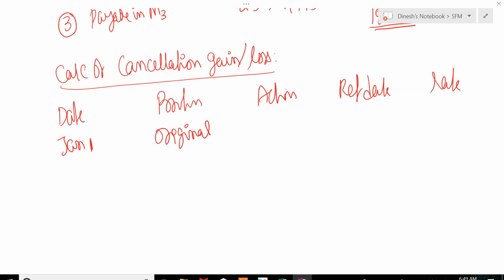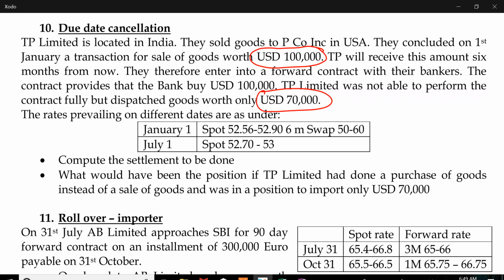Originally was it to buy or sell? Sell. For which date? Six months later, on July 1. On Jan 1, what is the sell rate for July 1?